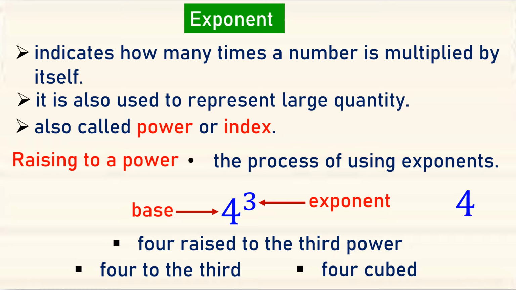Take note that any number with no exponent at all has an exponent of 1. In mathematics, we need not write 1 anymore. So we have 4. And if any variable doesn't have any exponent, it means it has an exponent of 1. But in mathematics, we need not write it anymore.